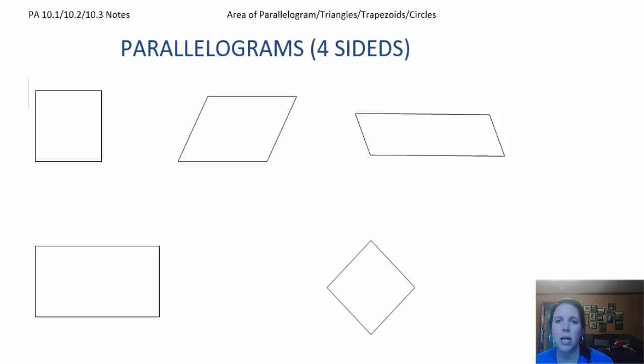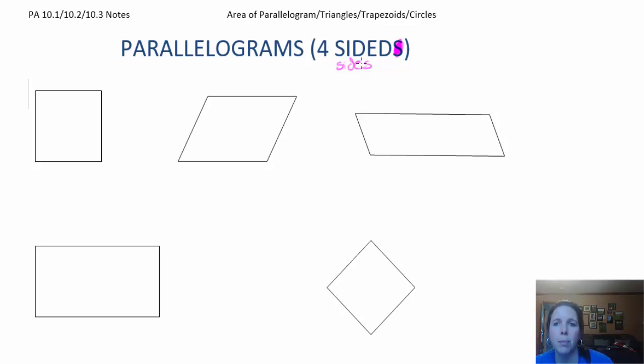And remember that parallelograms are just all four-sided figures. Oh, I totally misspelled that. We do not need the extra S. Okay, anyway, I meant to put four sides, I think. Four sides. Anyway, okay.